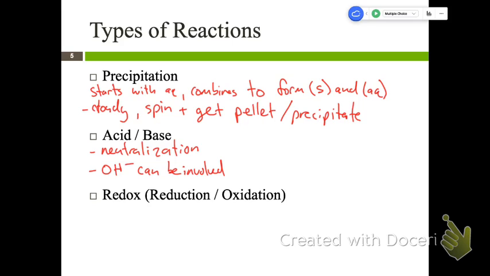So Taylor, what were you saying? I said the H plus ion transfers from one reactant to the other.